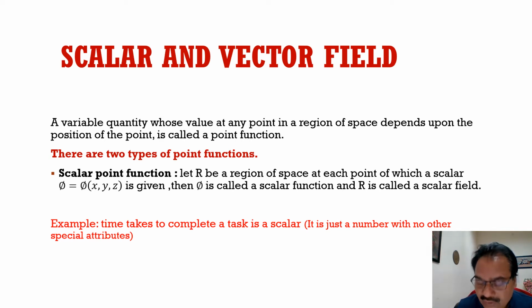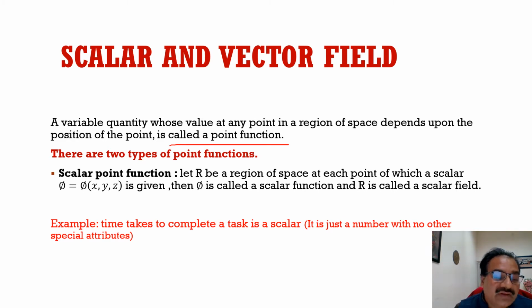Dear students, today we are going to discuss scalar and vector fields. Let us look at what we mean by scalar and vector field. A variable quantity whose value at any point in a region of space depends upon the position of the point is called a point function. There are two types of point function: first is scalar point function and another is vector point function.